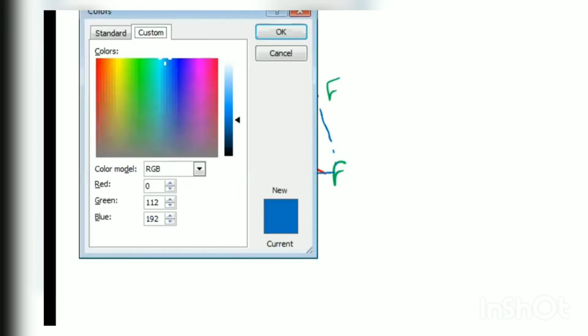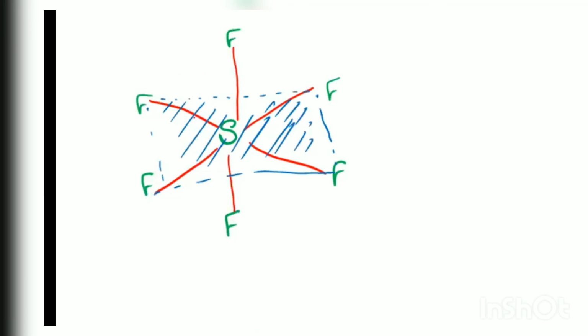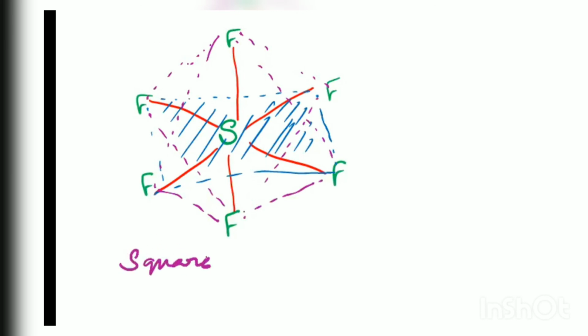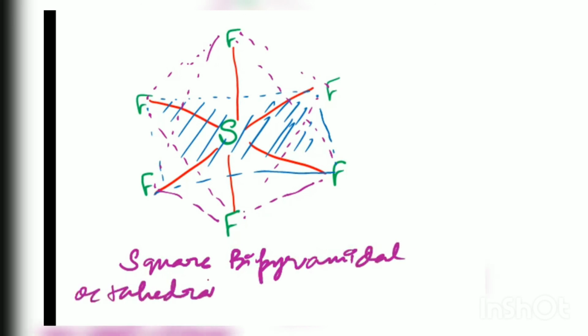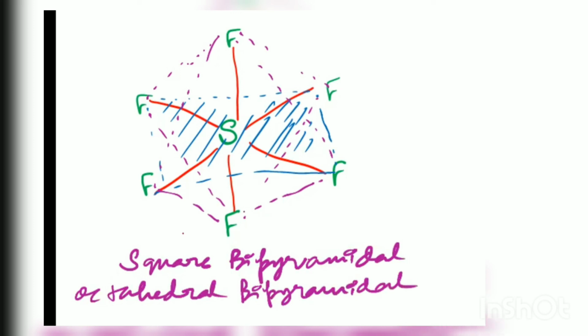Let us decide on this color, and if we join it with imaginary lines, you can see that here also a pyramid is formed, but it has a square base. So what will it be called? It will be called square bipyramidal or octahedral.